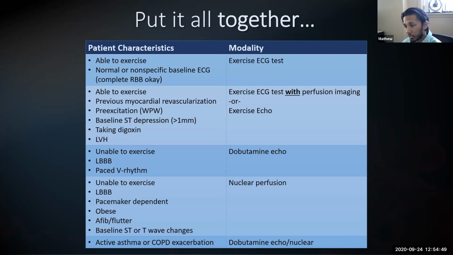If they cannot exercise, from this point forward, and they have some resting abnormalities, a left bundle or it's paced, then you're going to do that dobutamine. But if you want to do the nuclear, between the nuclear and the dobutamine, the major difference here is that if they have AFib, flutter, or major obesity, you're probably not going to do the echo. Remember, the echo can still be affected by it, but this is going between cost for these two options. And if they have active asthma and COPD, then you're going to try to avoid your vasodilators and use dobutamine specifically.